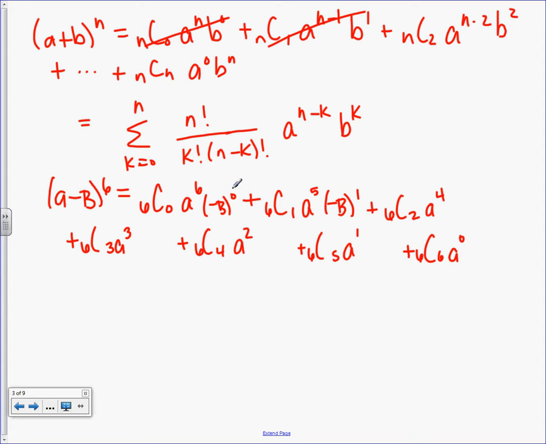So now it's second thing to the 0, second thing to the 1, second thing to the second. So negative b to the second, negative b to the third, negative b to the 4, negative b to the 5, negative b to the 6th. Ask me a question. All I did was fill in the formula. Is that okay? Did you guys understand the pattern, or should I have done the third one? Are you okay?